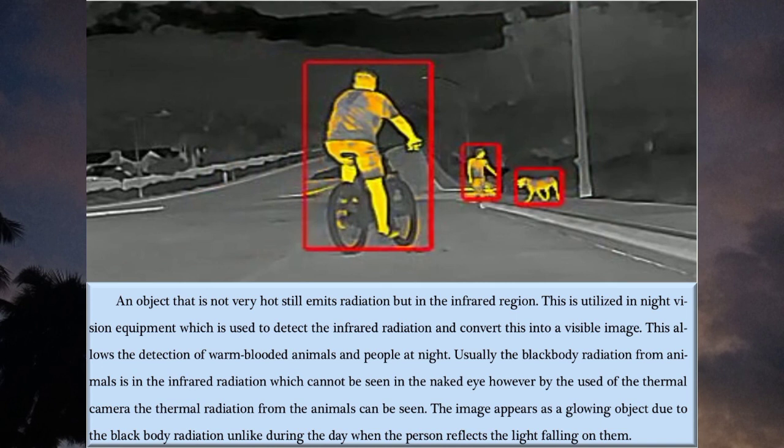Usually, the blackbody radiation from animals is in the infrared region, which cannot be seen with the naked eye. However, by the use of a thermal camera, the thermal radiation from the animals can be seen. The image appears as a glowing object due to the blackbody radiation, unlike during the day when the person reflects the light falling on them.